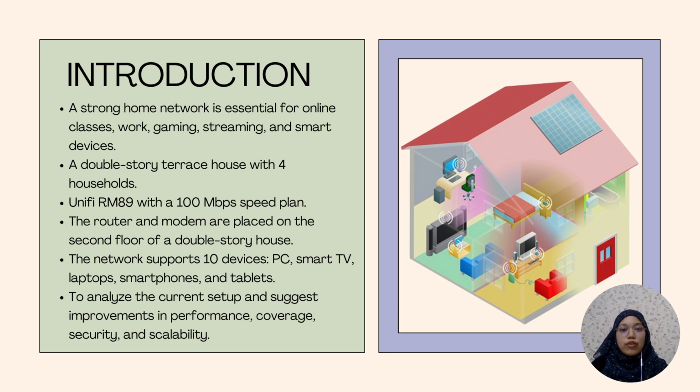In this case study, we focus on analyzing and improving the current home network to support better performance, wider coverage, and also stronger security. This case study is a double-story terrace house with 4 households with 10 devices connected to the Wi-Fi, including a wired PC, a smart TV, 4 smartphones, 3 laptops, and 2 tablets. In this household, the internet service provider is Unifi, which provides a fiber optic internet service. The internet plan subscribed in this home network is the Unifi 89 ringgit with a 100 Mbps speed plan. The home network setup includes a modem and a wireless router, both placed on the second floor of the double-story house.